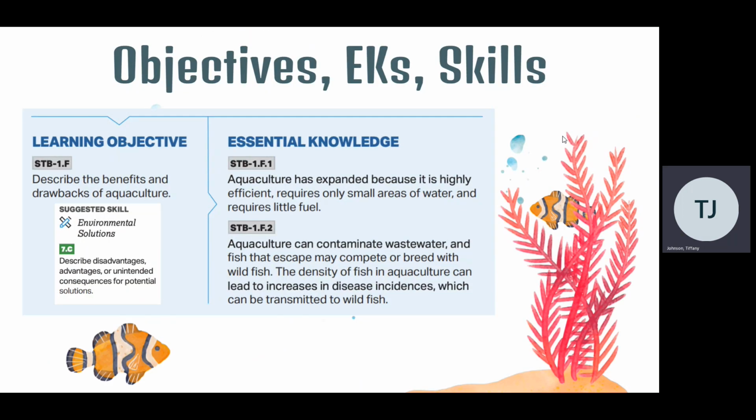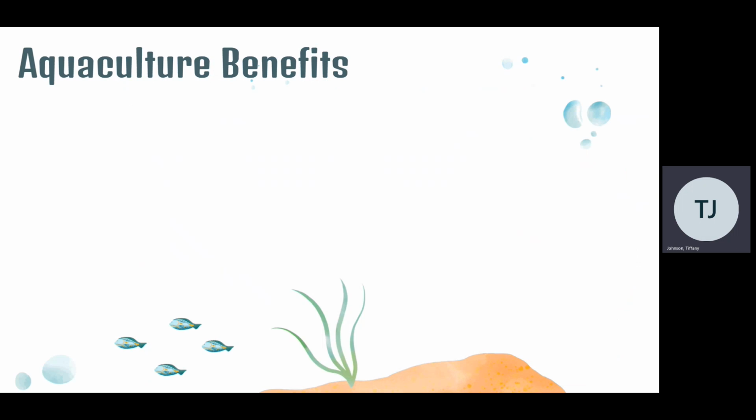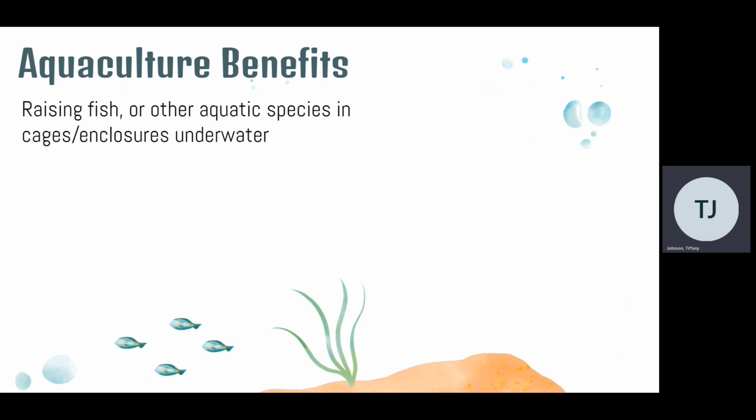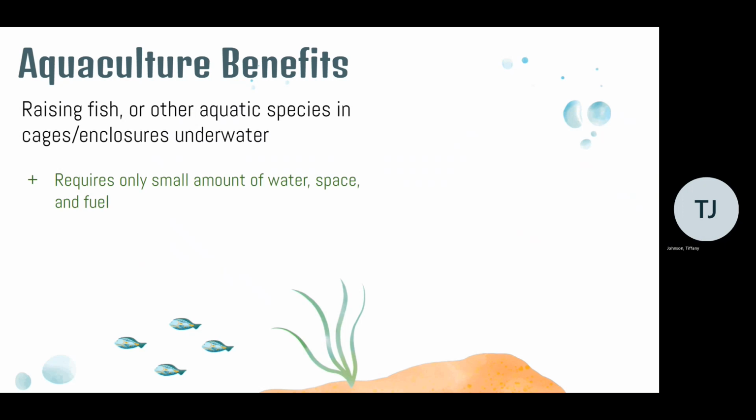So we're going to describe the benefits and drawbacks of aquaculture. The benefits of raising fish and other aquatic species in cages and enclosures underwater. Typically speaking, these cages and enclosures are actually in a natural ecosystem, in a natural waterway, whether that's a lake or a river or even the ocean. So it's not like a big vat or a big pool somewhere on land. It's actually in a particular ecosystem. So it doesn't require a whole lot of water, space, or fuel.